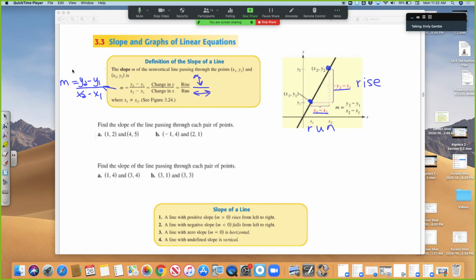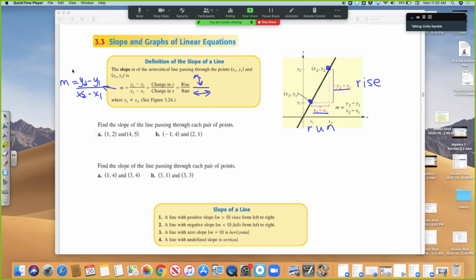negative. Whenever you're moving to the right, so if you think about a number line that's horizontal, all the numbers to the right of 0 are positive. Whenever you're moving to the right, that's considered a positive run movement. Whenever you're moving to the left, that's considered a negative run movement.